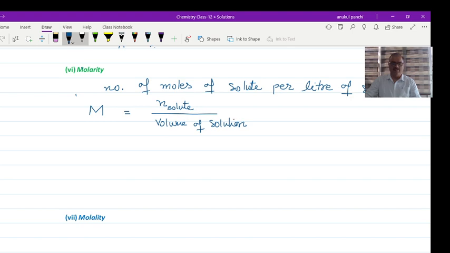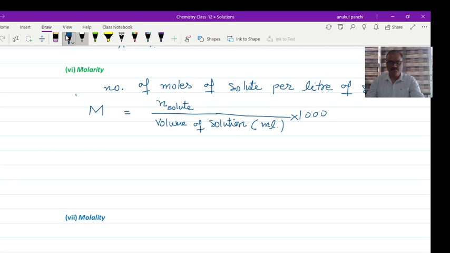Now in our lab, volume is mostly determined in milliliters because we have small beakers and different containers. A liter is a larger amount, and the definition says number of moles of solute per liter. So we have to convert milliliters into liters. So we will multiply this formula by 1000, because you know a liter consists of 1000 milliliters.